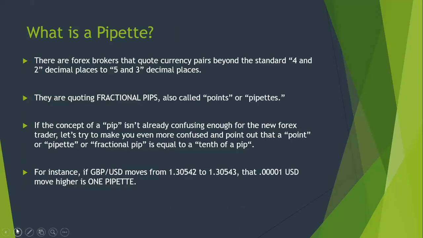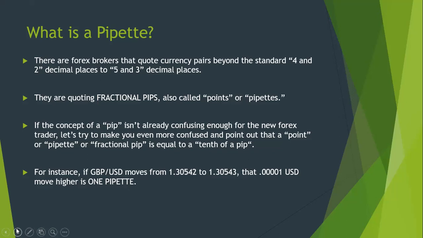So what is a pipette? There are Forex brokers that quote currency pairs beyond the standard of 4 and 2 decimal places, to 5 and 3 decimal places. These are quoting fractional pips, also called points or pipettes. So the fifth decimal place on the 4 decimal places number is what we call a pipette, and the fourth one is where we start to count the pip.